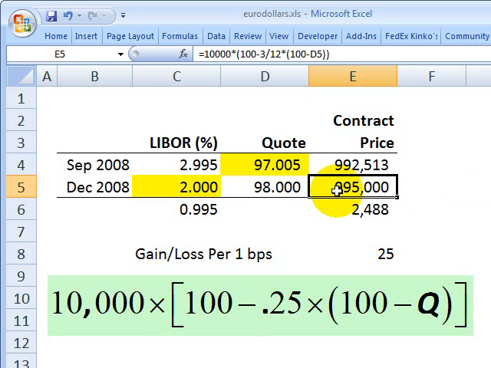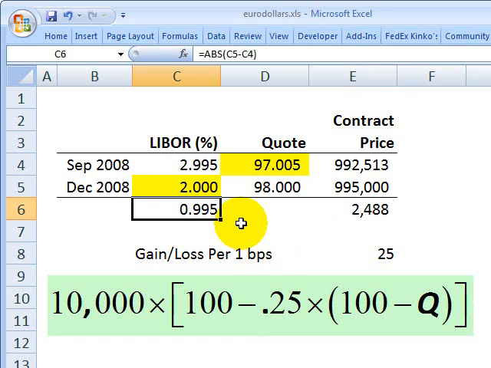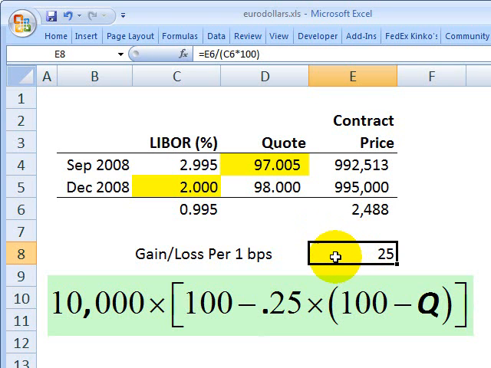So you can see here is the gain for me as the long position in the contract. The contract price will again be the same formula here, 10,000 multiplied by 100 minus 0.25 times 100 minus the quote. And so the contract price, as this contract is marked to market while the LIBOR goes down, goes up. And the difference in this case is $2,488. I'll have you note that this is by design. Under this scenario, LIBOR goes down by almost 1% or almost 100 basis points, and my gain was in fact almost $2,500, or $25 per each basis point decline. My gain in fact is exactly $25 per one basis point decline.